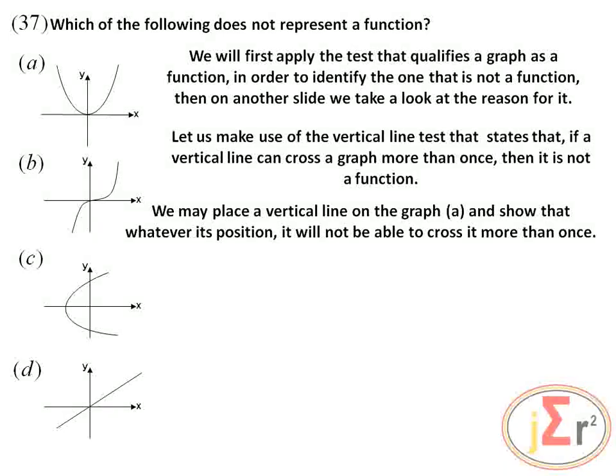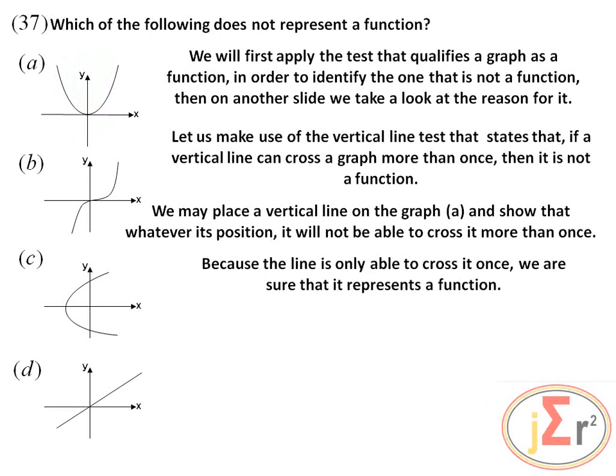So we may place a vertical line on the graph A and show that whatever its position, it will not be able to cross it more than once. So put that vertical line there. We see that the line is crossing at each point only once. So we see that this line is crossing this graph at only one point at any single time. That means that one is a function. Because the line is only able to cross it once, we are sure that it represents a function.